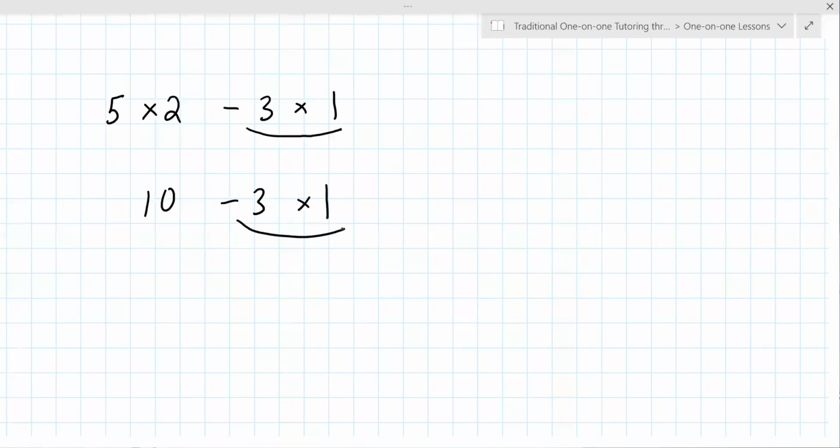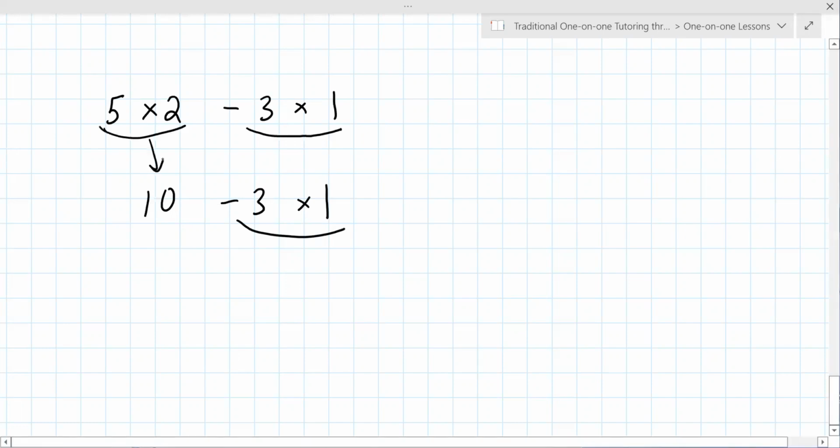I have one more question about this one. Yes. You know how you brought down 10 subtracted by 3 times 1? Do we have to do 3 times 1 first, or do we have to subtract that? You multiply before adding and subtracting.